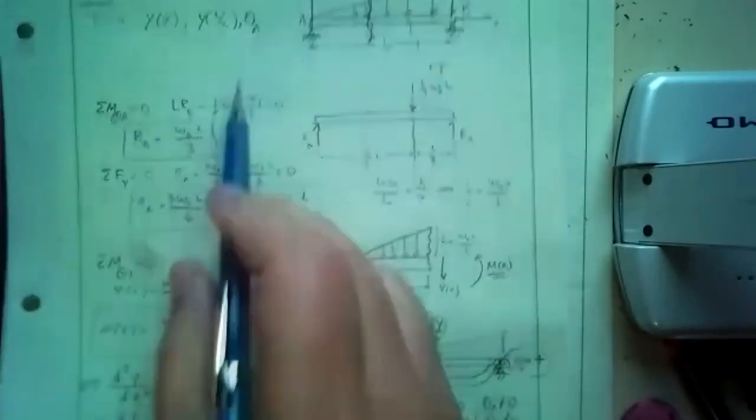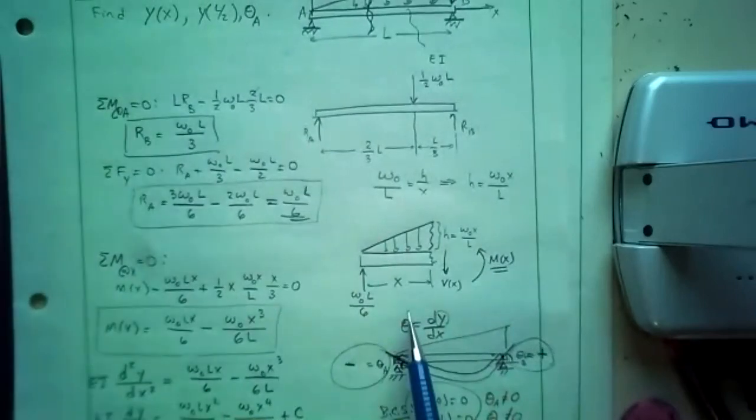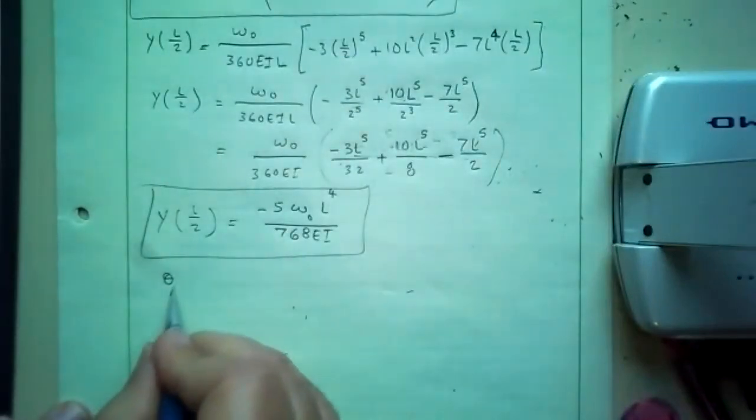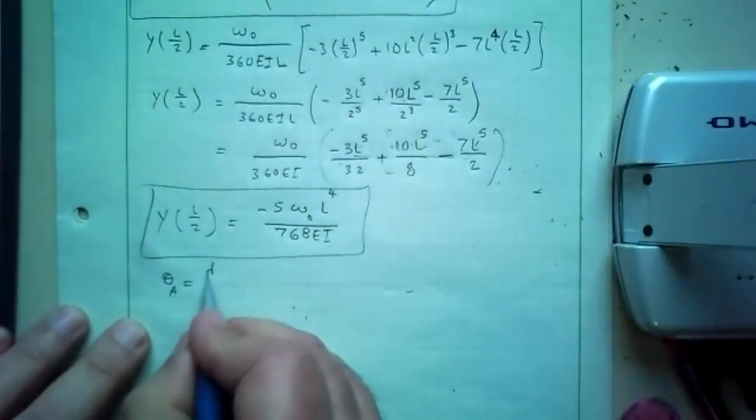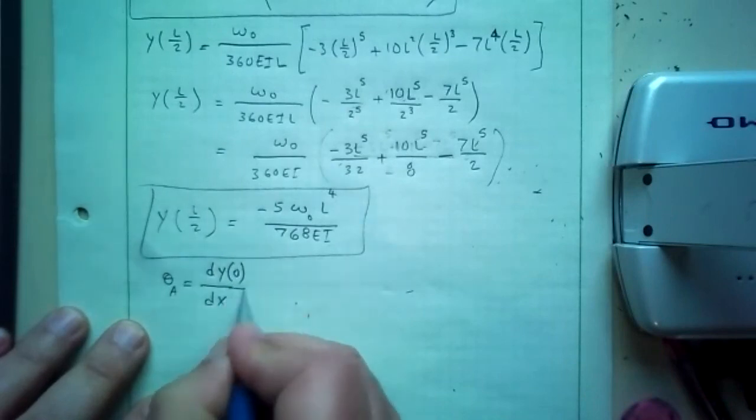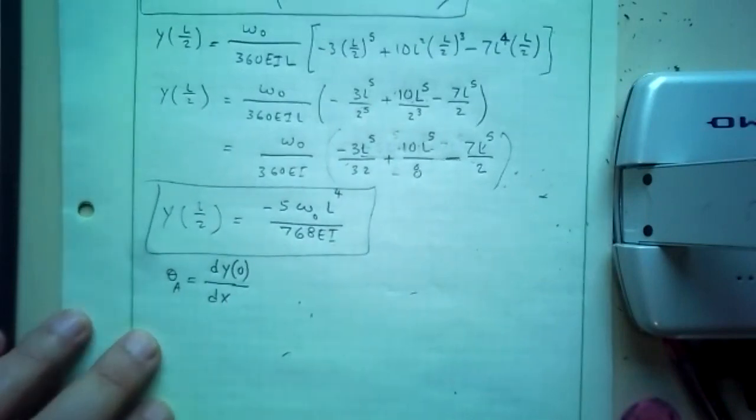The other thing we need is the slope at A. How much time do I have? I have 5 minutes. The slope at A should be negative. Let's see what we get. The slope at A, which is the same as dy dx at x equal to 0.